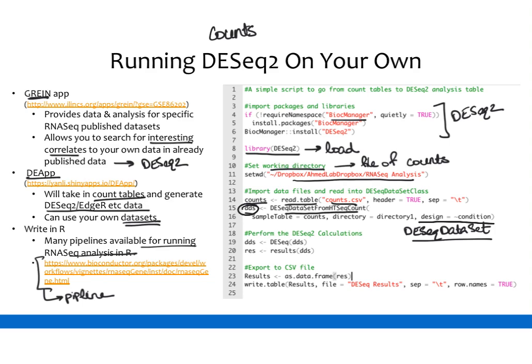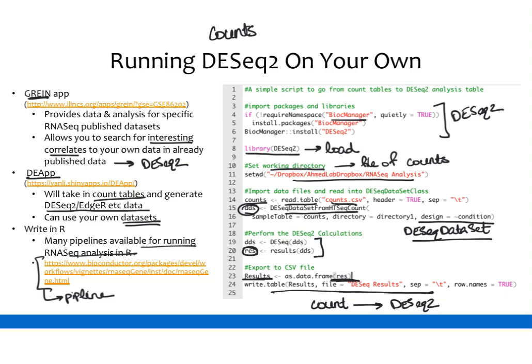Once you have the object, use these two commands to actually perform the DESeq2 calculations. So this will perform the entire pipeline that we discussed on the previous slide. And this results is what's going to contain your actual results. So you can see that now that we want to export it, I've saved the results information to a variable called results, and then I've written it out to a CSV file. So this will take you from a count table to the DESeq2 analysis.